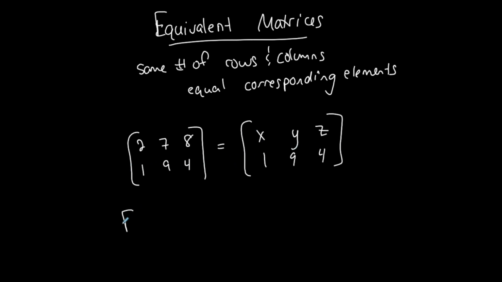Sometimes you're asked to find the variables. I made it a very easy situation, but obviously, if x is here and 2 is here and they are equal matrices, then x must be 2. If y is in row 1, column 2, and so is 7 in this matrix, and they're supposed to be equal, then y must be 7, right? Z is in row 1, column 3, so is 8. They're supposed to be equal matrices, so that means that z should be 8.